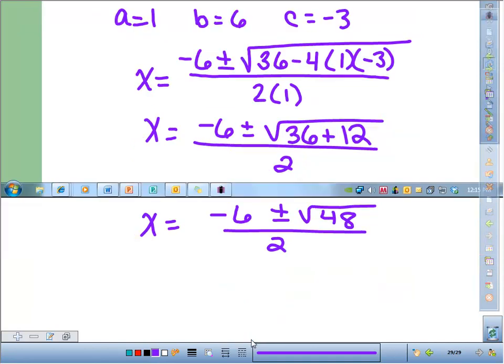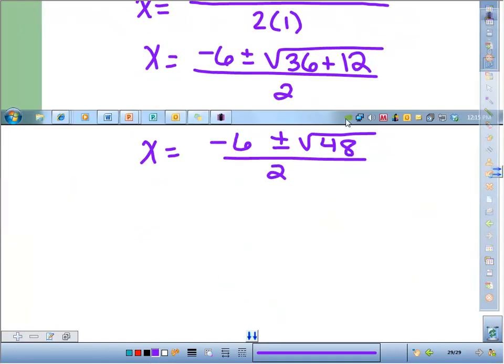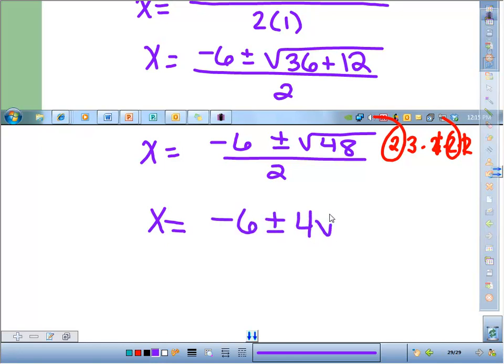All right, square root of 48 is not pretty. So I can't just work it out and get 2 integer answers. It's not going to happen. So I need to reduce this. So square root of 48 is 8 times 6. I know 6 is 2 and 3. I know 8 is 2, 2 and 2. 2 comes out, 2 dies. 2 comes out, 2 dies. So I have x equals negative 6 plus or minus 4 square root of 3 over 2.